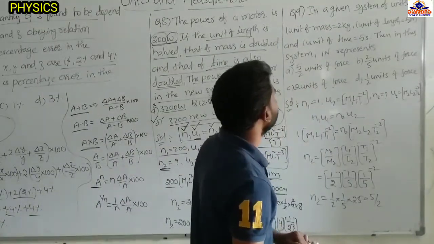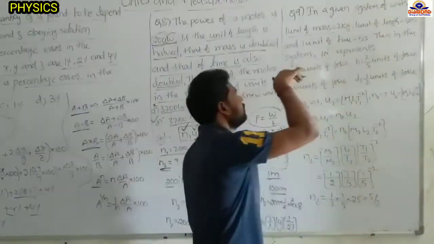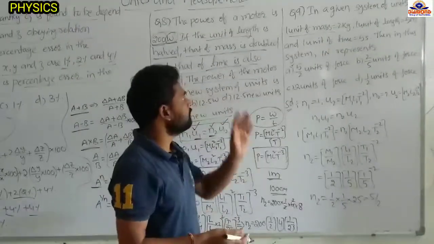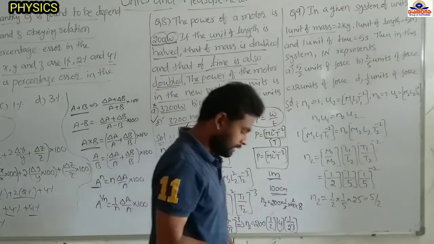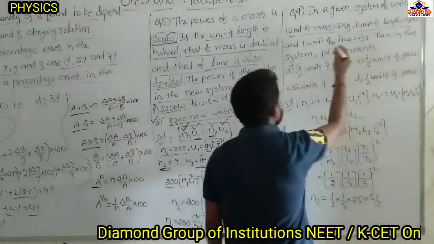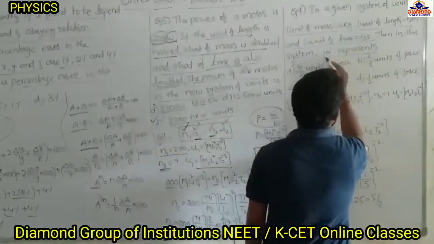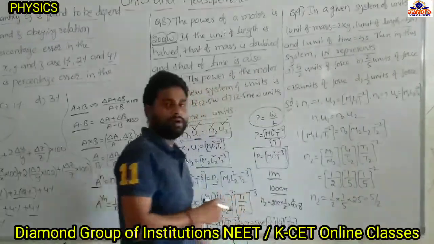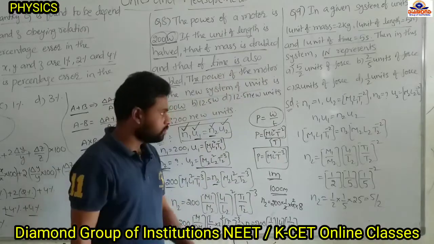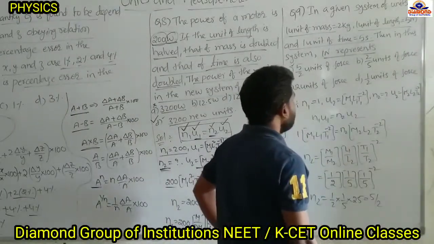In a given system of units, 1 unit of mass equals 2 kg. That means in the given system 1 unit of mass, and in the new system that 1 unit of mass equals 2 kg. Now the relationship between the given system and the new system: 1 unit of length equals 5 meters, 1 unit of time equals 5 seconds. Then in the system 1 Newton represents, okay, 1 Newton. So in the given system we have 1 Newton, and we have to convert it into the new system. We have to find the numerical value in the new system.